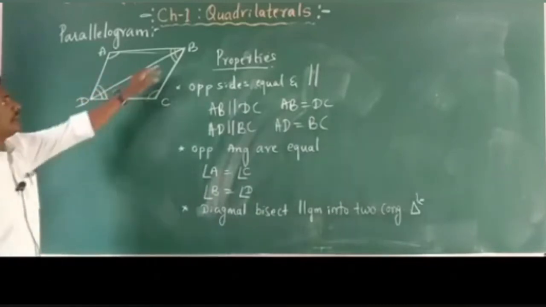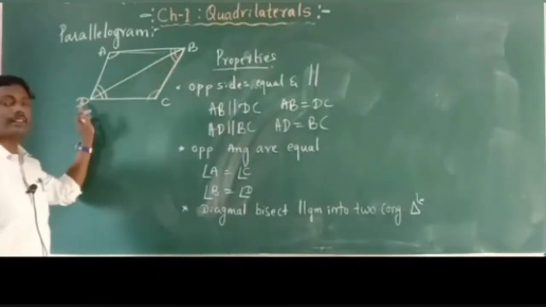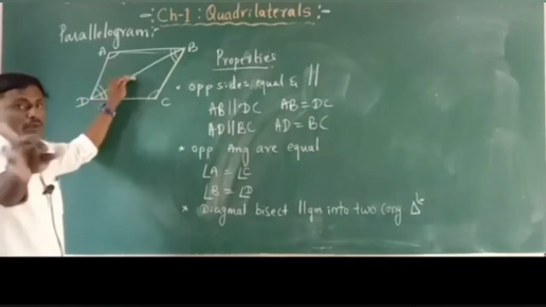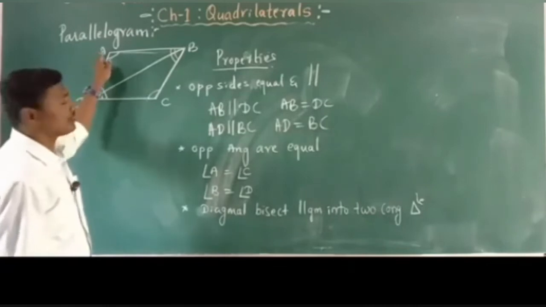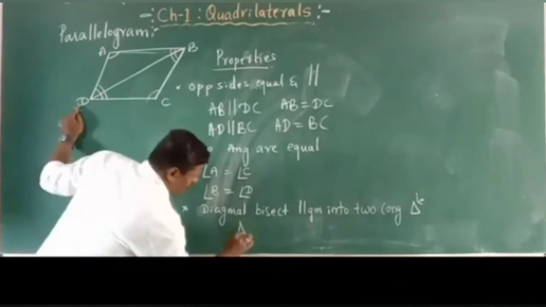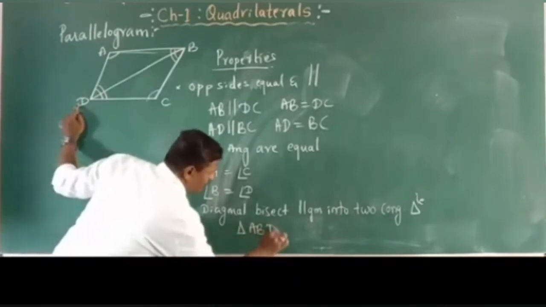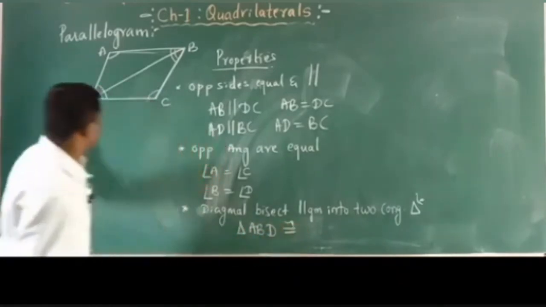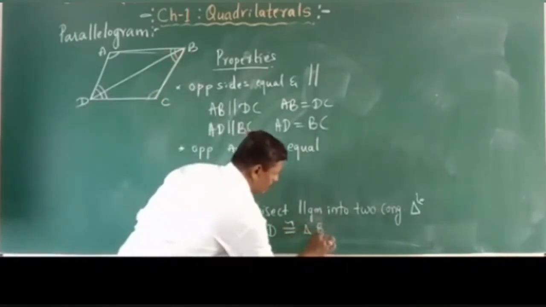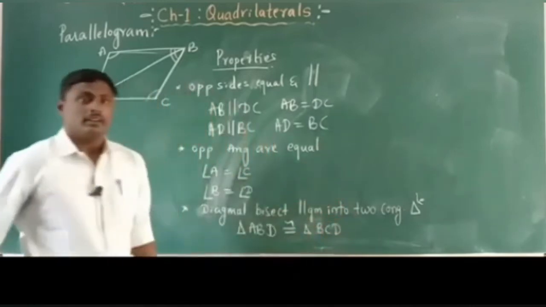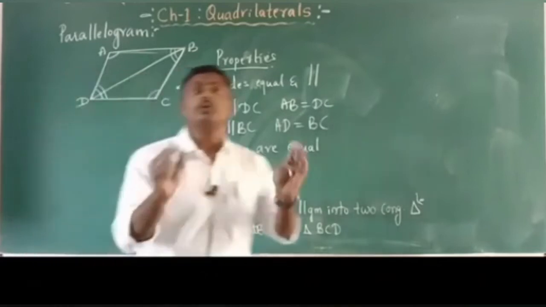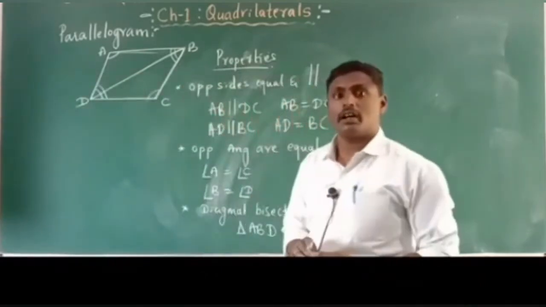So here in the diagram, BD is the diagonal. The diagonal divides the parallelogram ABCD into two triangles. What are the two triangles here? Triangle ABD, first triangle, is congruent to triangle BCD. By drawing one diagonal we get two triangles, and these two triangles are congruent.